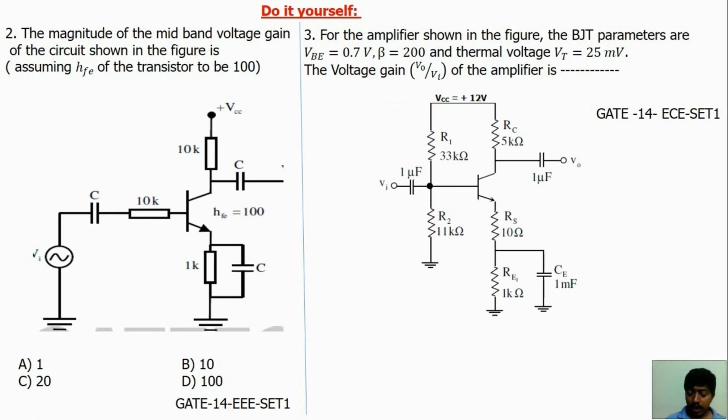Okay. The answer for the first question is minus 89.4. For the second question it is 100, because here only the magnitude is given. If it is magnitude, it will be a positive value. Voltage gain means the value will be negative. So for the third question the answer is minus 237.76.